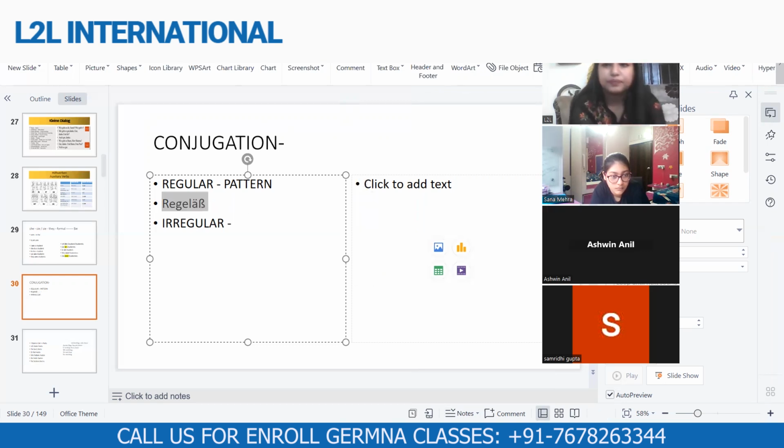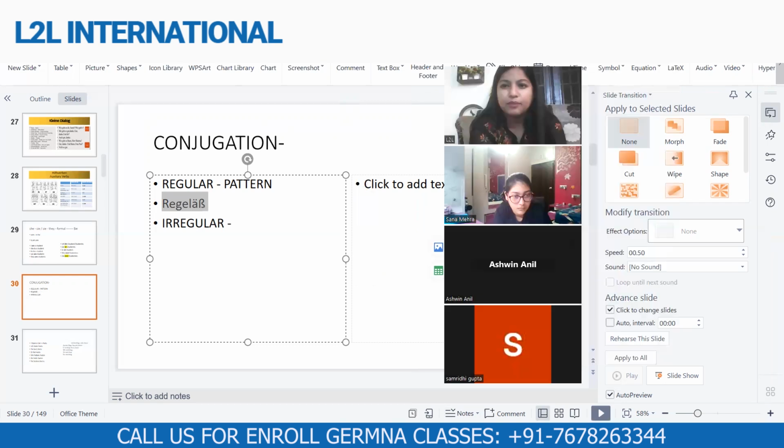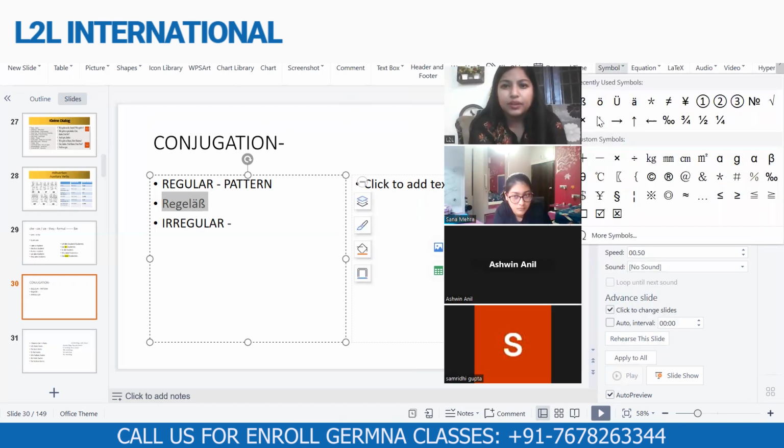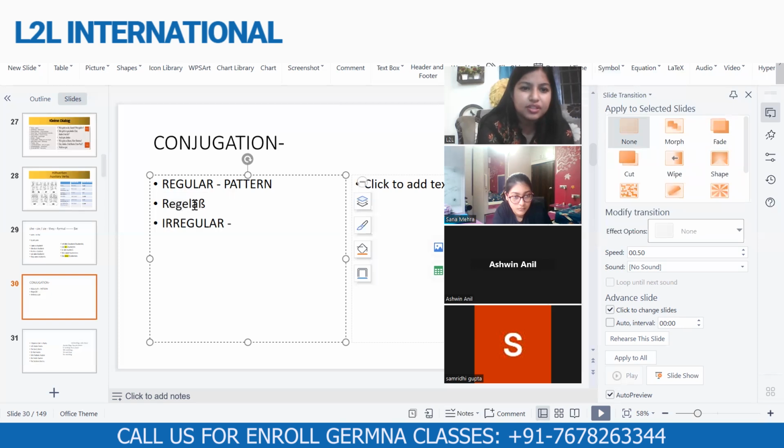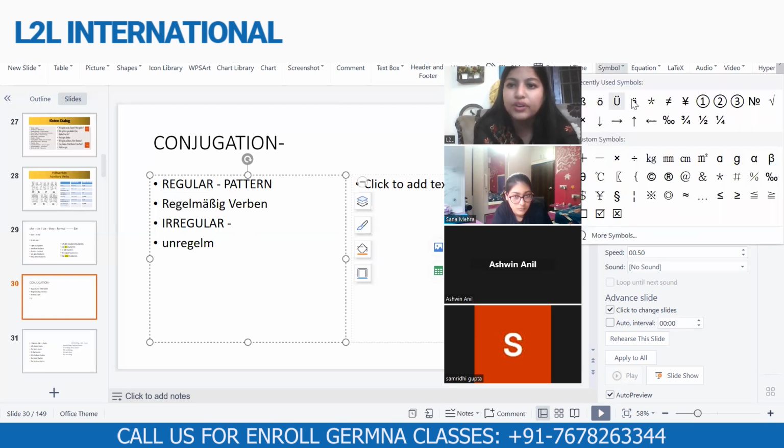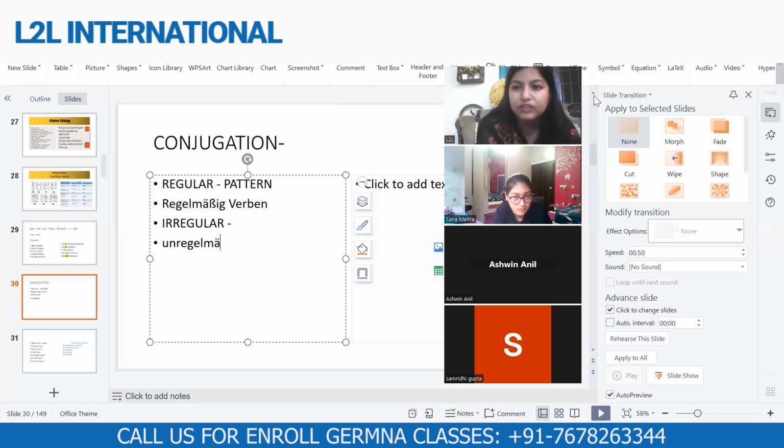Regelmäßig. Regelmäßige Verben, that means the regular verbs. And the irregular verbs are called unregelmäßig. Now, what is a regular verb and what is an irregular verb in German?